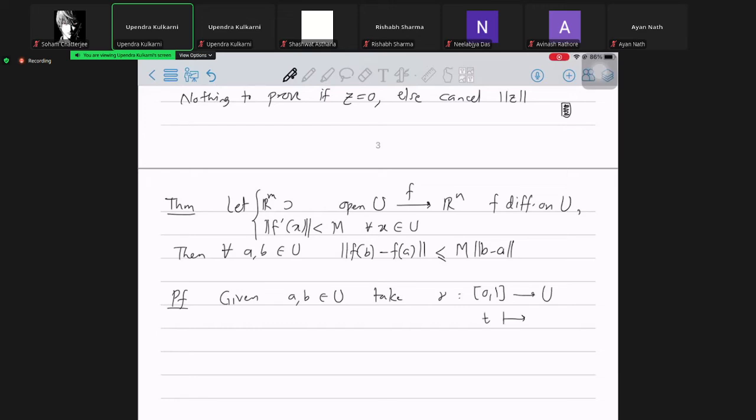So what is the standard way of doing that? This you must have seen in school. You want to start out at A, so A plus, and when t is equal to 1, you want to land up at B. So what do I do? t times (B minus A). Standard, right? Standard parameterized curve. And at this point, you should howl in protest.